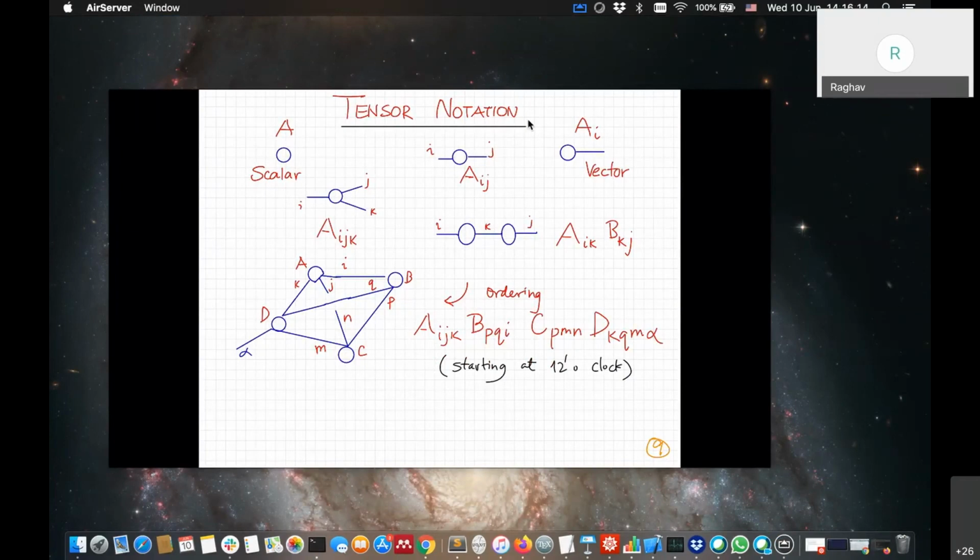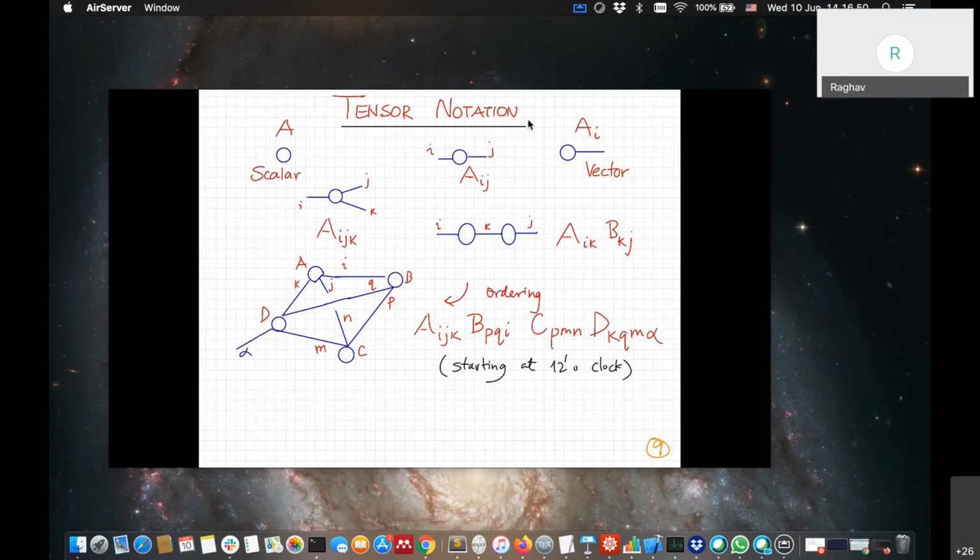The basic idea is that in tensor notation, everything can be represented by these diagrams, which apparently go back to the work of Penrose in the 60s and 70s. He introduced these diagrams. For example, a scalar has no legs, so just a blob. This is a scalar. If you have two legs, then you have a rank 2 tensor. A vector is represented like this, just one leg.